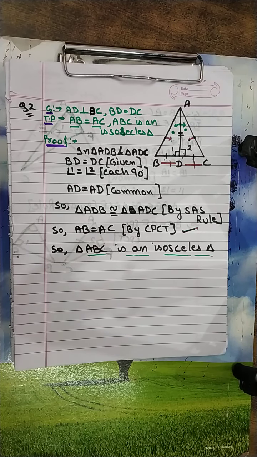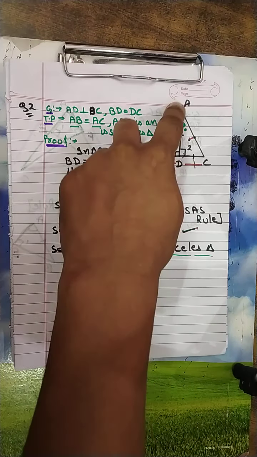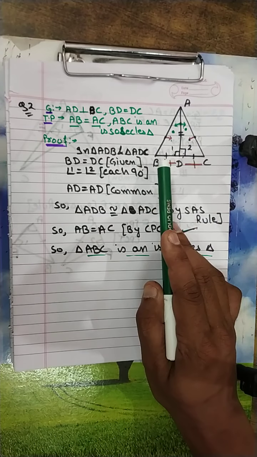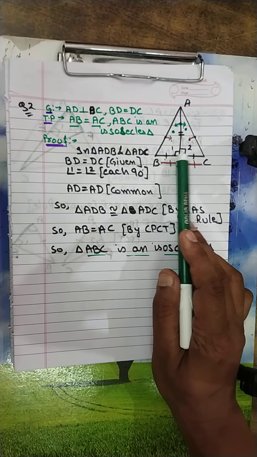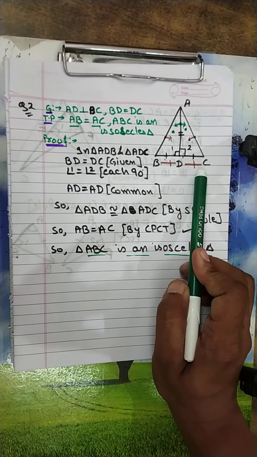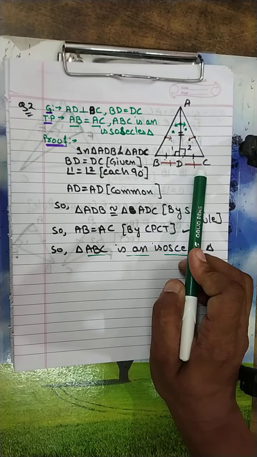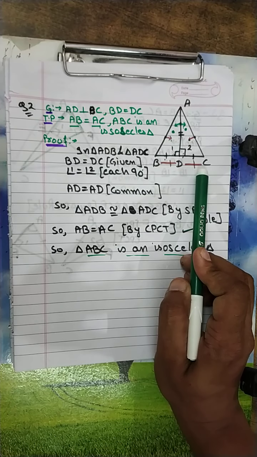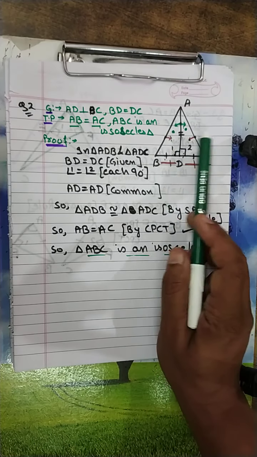Question number 2. In triangle ABC, AD is the perpendicular bisector. Again two things are given. If AD is perpendicular to BC, it means angles 1 and 2 are both 90 degrees. And it is a bisector also, therefore BD equals DC. But we have to prove AB equals AC.